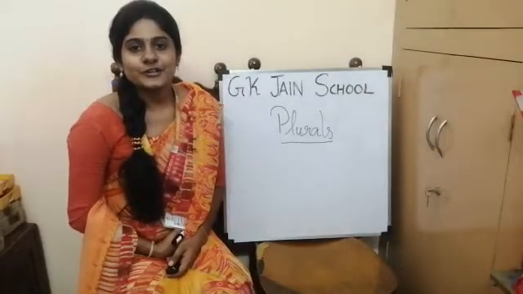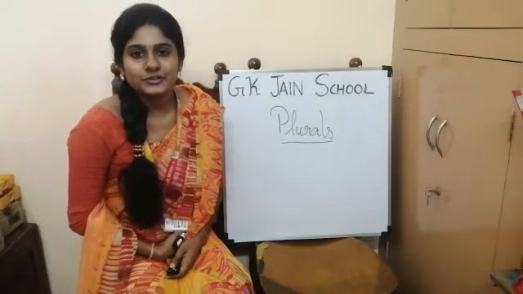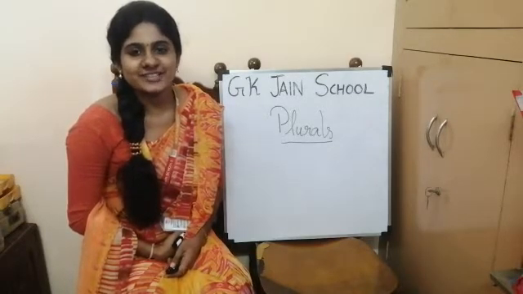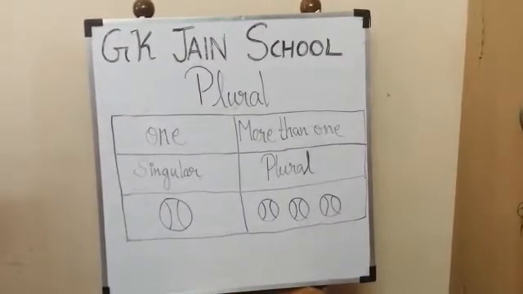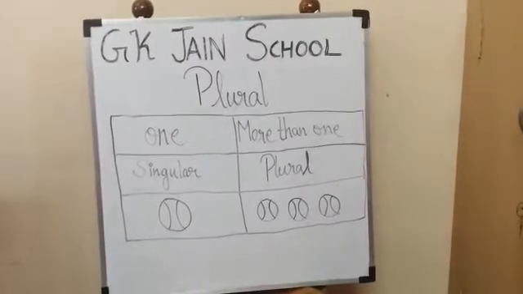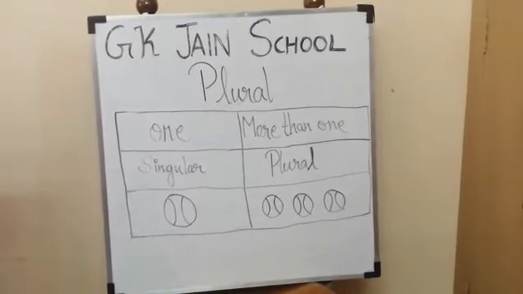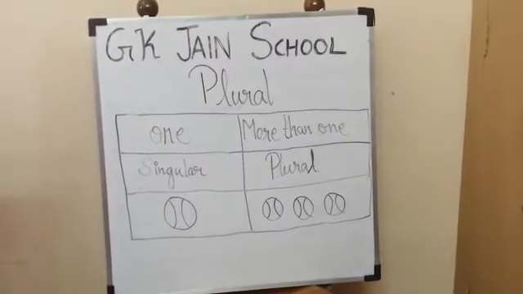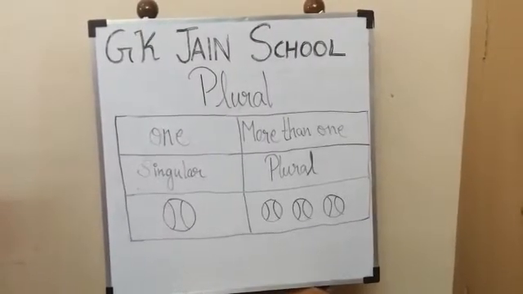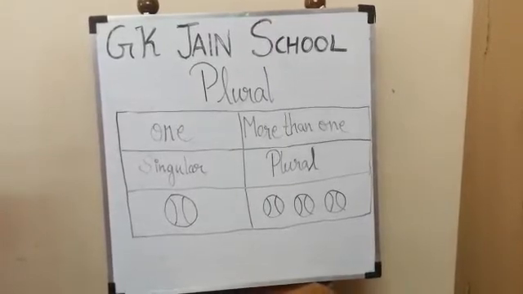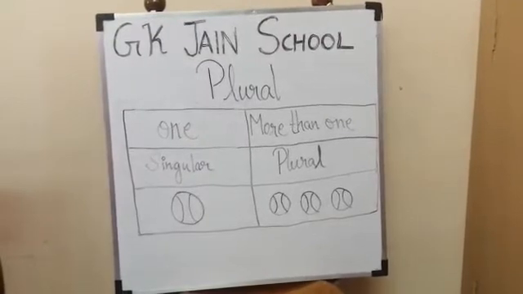Okay, children, today I am going to take plurals. Now tell me, what is singular and what is plural? Singular: a naming word which is used for one person or thing is called singular. Plural: a naming word which denotes more than one person or thing is called plural.